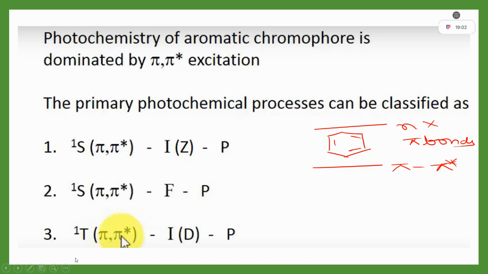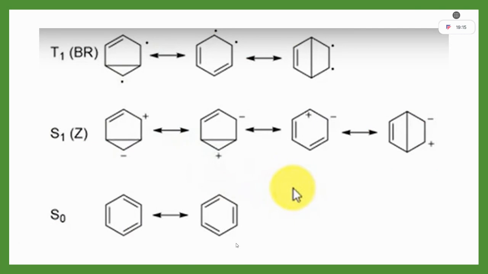And third is that benzene can go to the triplet excited state, right? And then lead to an intermediate and subsequent product formation. So these are the three states. This is your S0 state, benzene, and its resonating structure. Since I have told you, in the singlet excited state it can go two ways. This is the first way, that is through zwitterionic form.